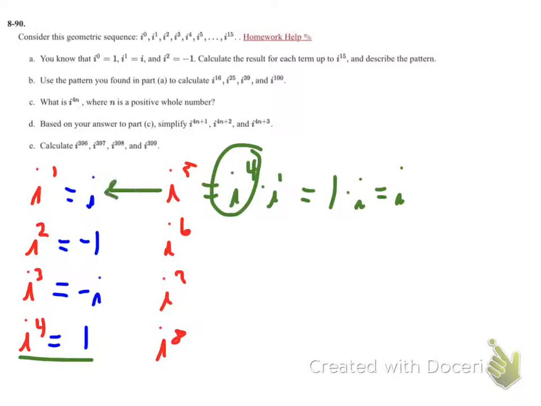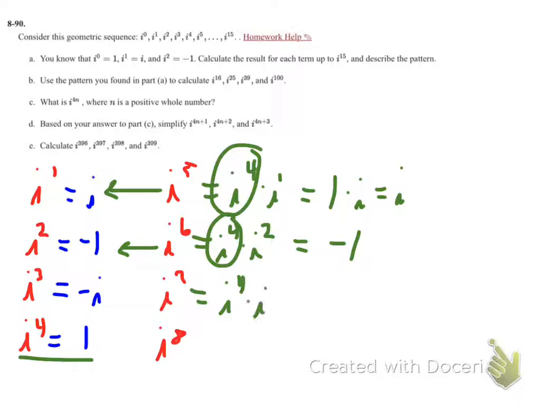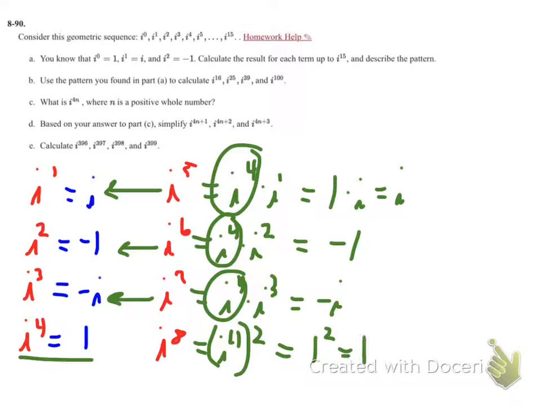So actually i to the fifth is the same thing here. Very similarly, I could write i to the sixth as i to the fourth times i squared. i to the fourth is 1, and i squared is -1. So this equals -1. i to the seventh is i to the fourth times i to the third. That is a 1, so I just have i to the third, which is -i. i to the eighth is i to the fourth squared, which is 1 squared, which is 1. So again, it's back to that.